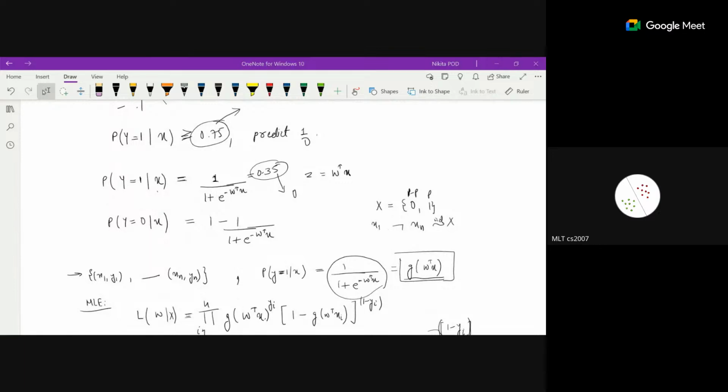Any doubt you have? So these were the topics. I have left the proof of the perceptron, which I highly recommend you just go through once. And if there is any doubt, we can take it in the next class.